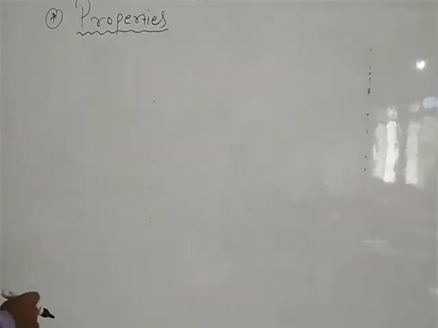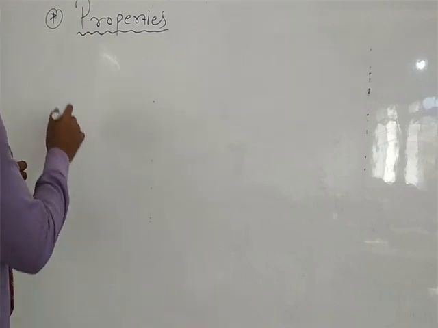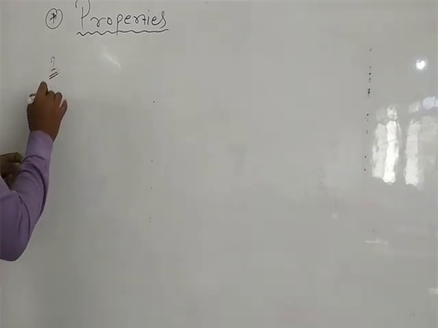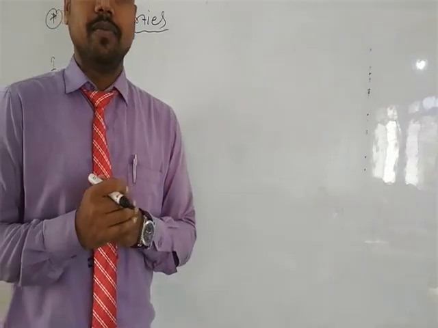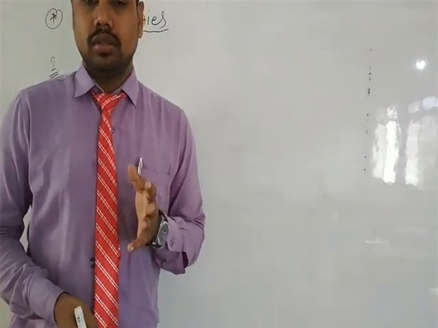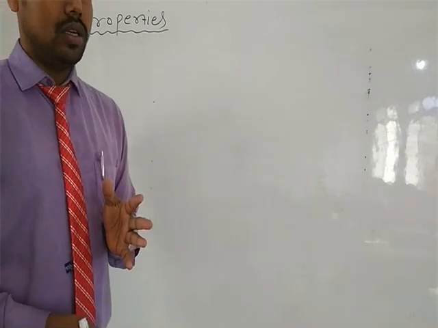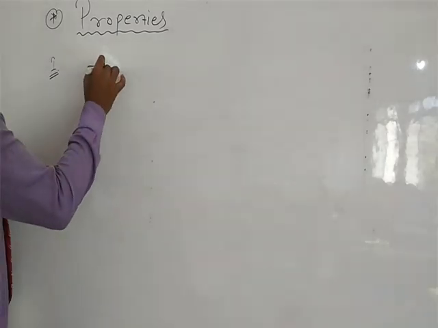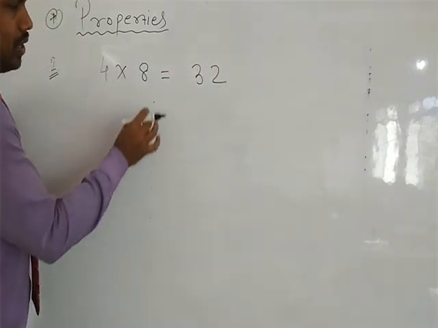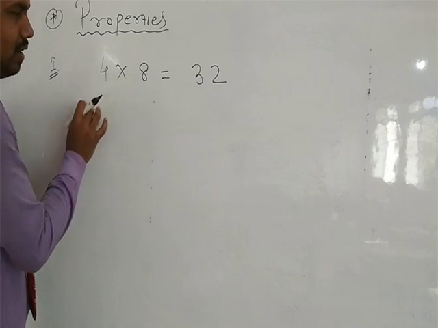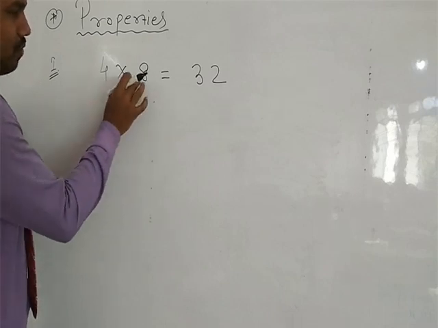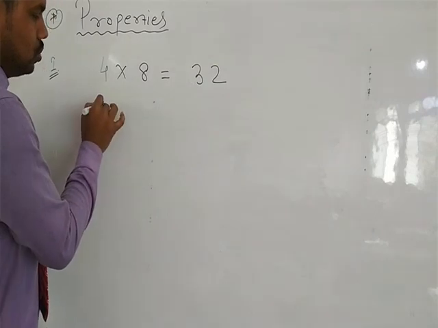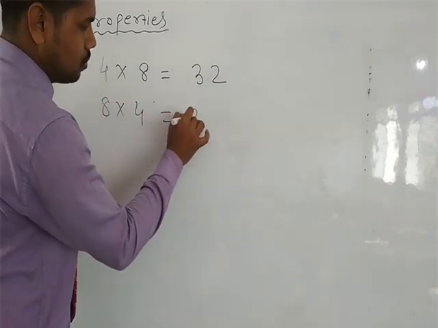So here we will learn about some properties. The first property of multiplication says the product of two numbers does not change. For example, 4 multiply 8 is equal to 32. Even after changing the places of the numbers, first 4 multiply 8 is 32, so 8 multiply 4 will also be 32.